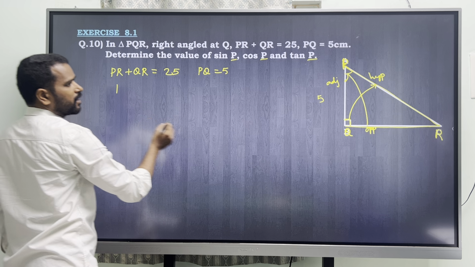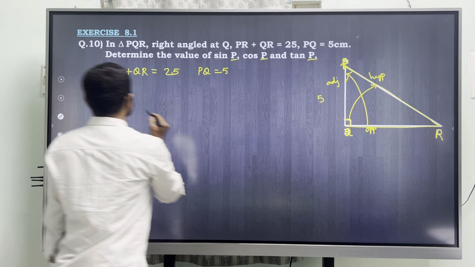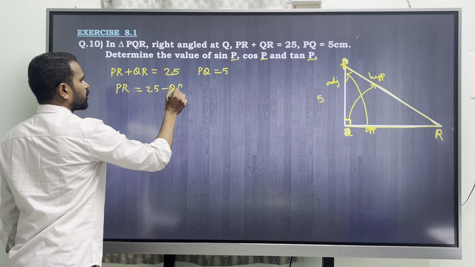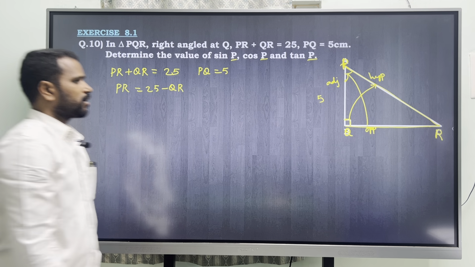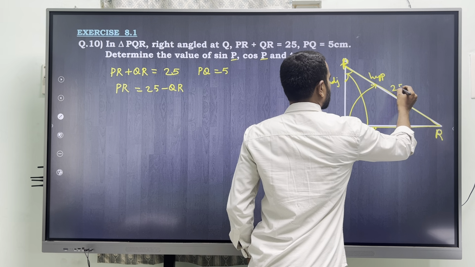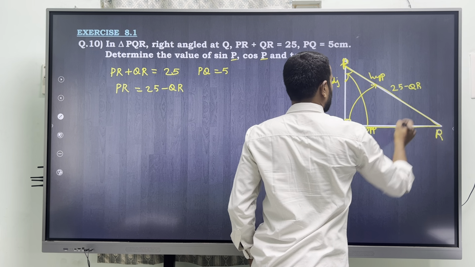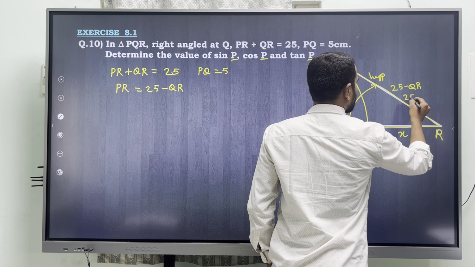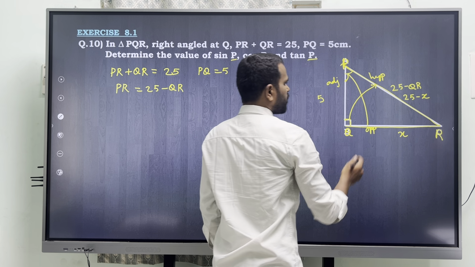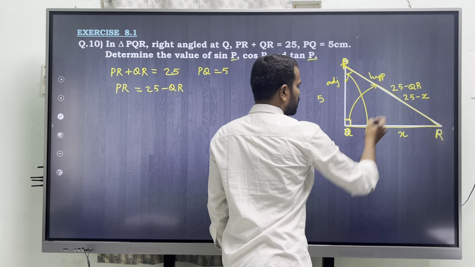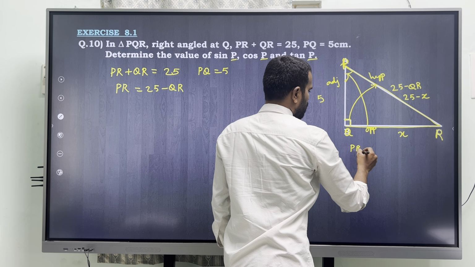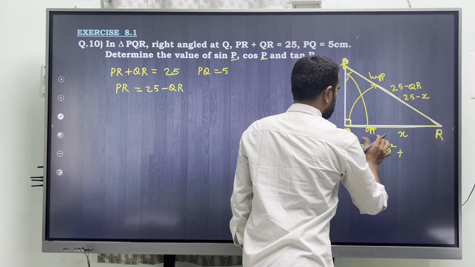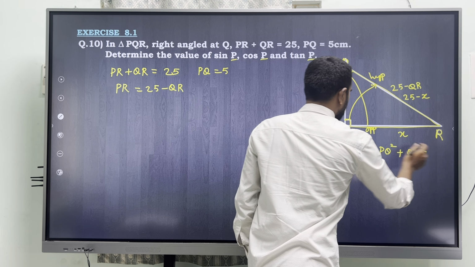So let us take the hypotenuse, right? PR is equal to 25 minus QR. Let us take this as 25 minus QR. So this is QR, right? Let us suppose this to be X. So this becomes 25 minus X. So if I want to find this one, see here, hypotenuse square, PR square is equal to PQ square plus QR square, right?